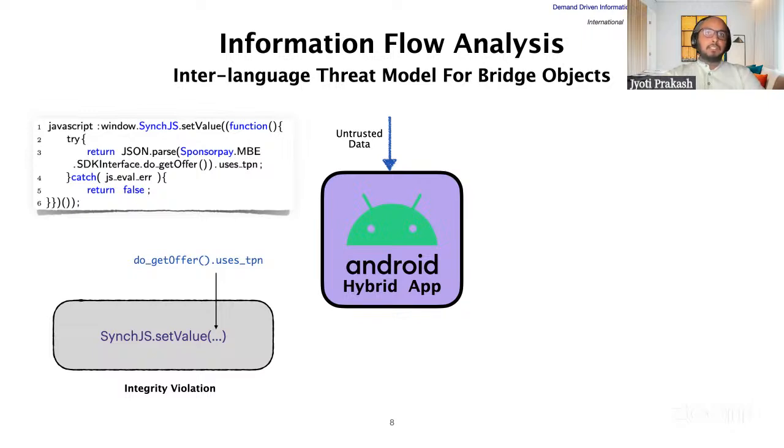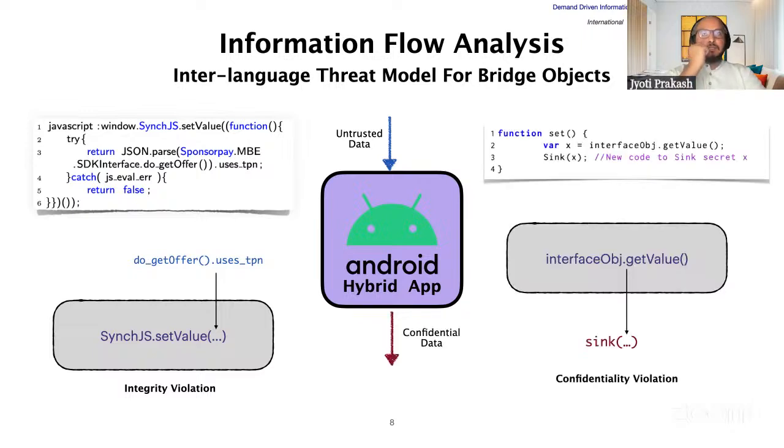We assume that Android is trusted because it runs within a sandbox, and it has a permission system enabled with it. And then there can be a dual confidentiality leak, where an internal Android value can be leaked through this bridge method to an external untrusted sink. So we call this a confidentiality violation. And the work that we are doing is coming up with a static analysis to detect these integrity and confidentiality violations in Android hybrid apps.